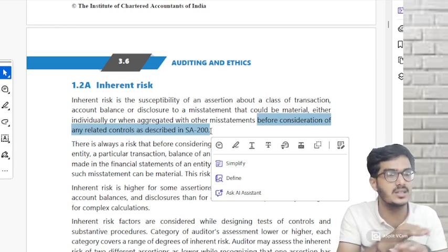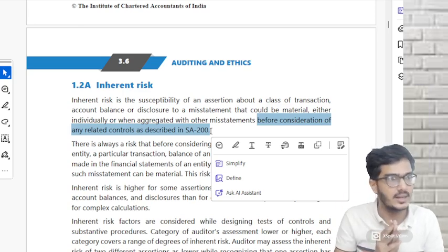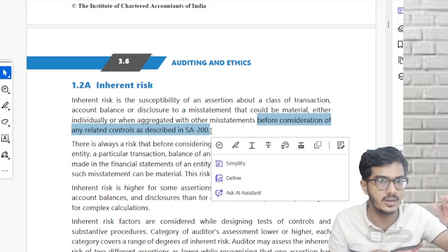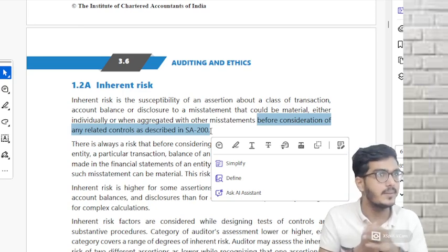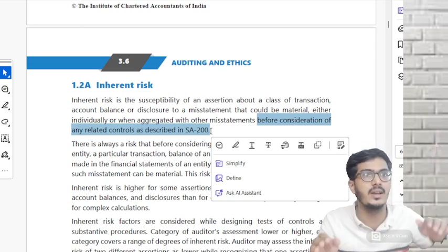You tell me, is inherent risk the same for all the items? No, come on. Inherent risk is different for each of the items. Correct or not? Somebody will have high, somebody will have medium, somebody will have low. We'll have to categorize them. Who will have to categorize them? The auditor will categorize which is having high, which is having low, which is having medium.